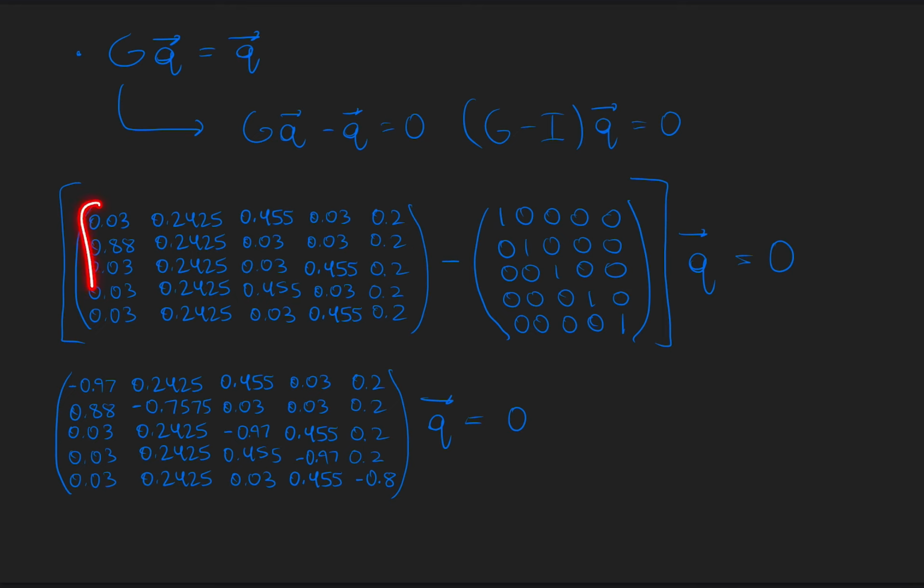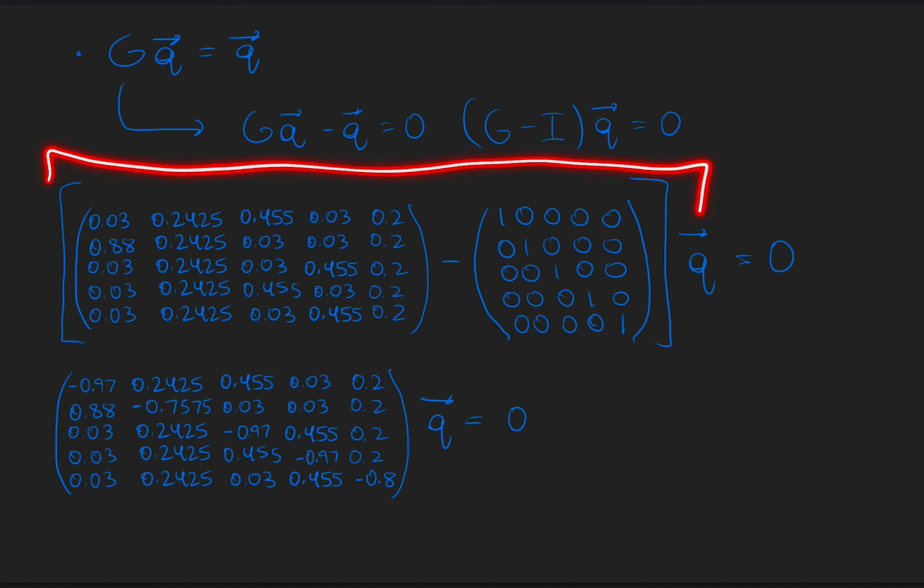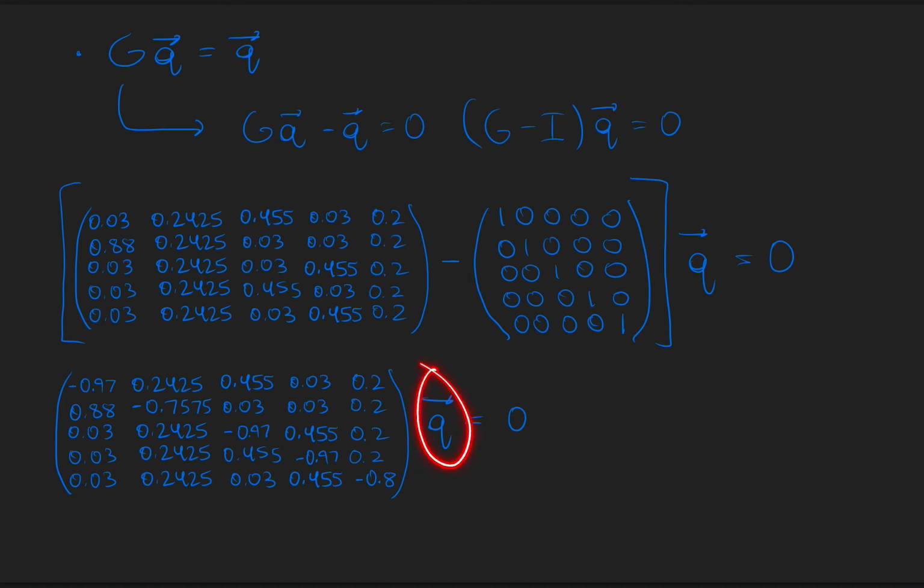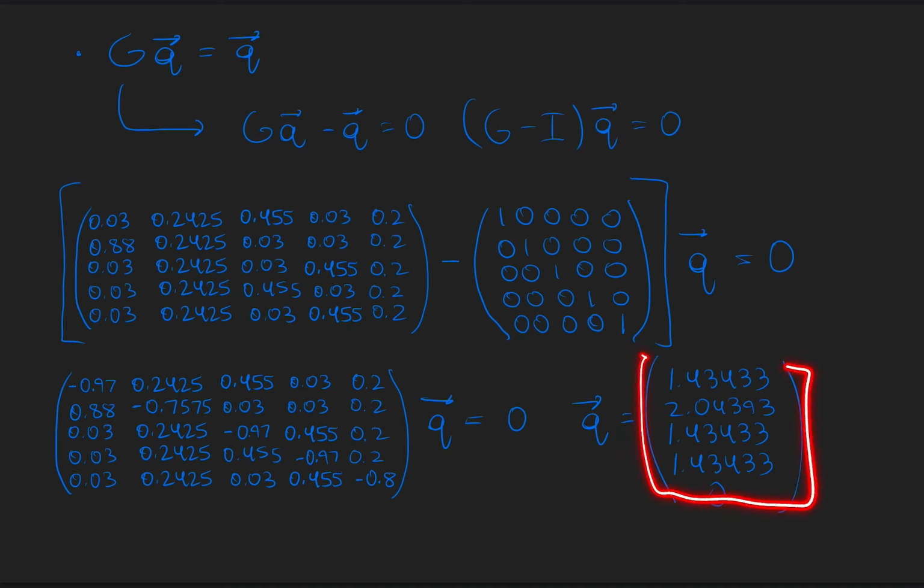So this is G, and we're subtracting from the identity matrix as we said over there. Multiplying by this vector over here should give us 0. This is what's in the brackets, times Q equals 0. So now we need to solve for the elements of Q, and you can enter this into the Desmos matrix calculator as an augmented matrix, which is what I did, and you get this right here.